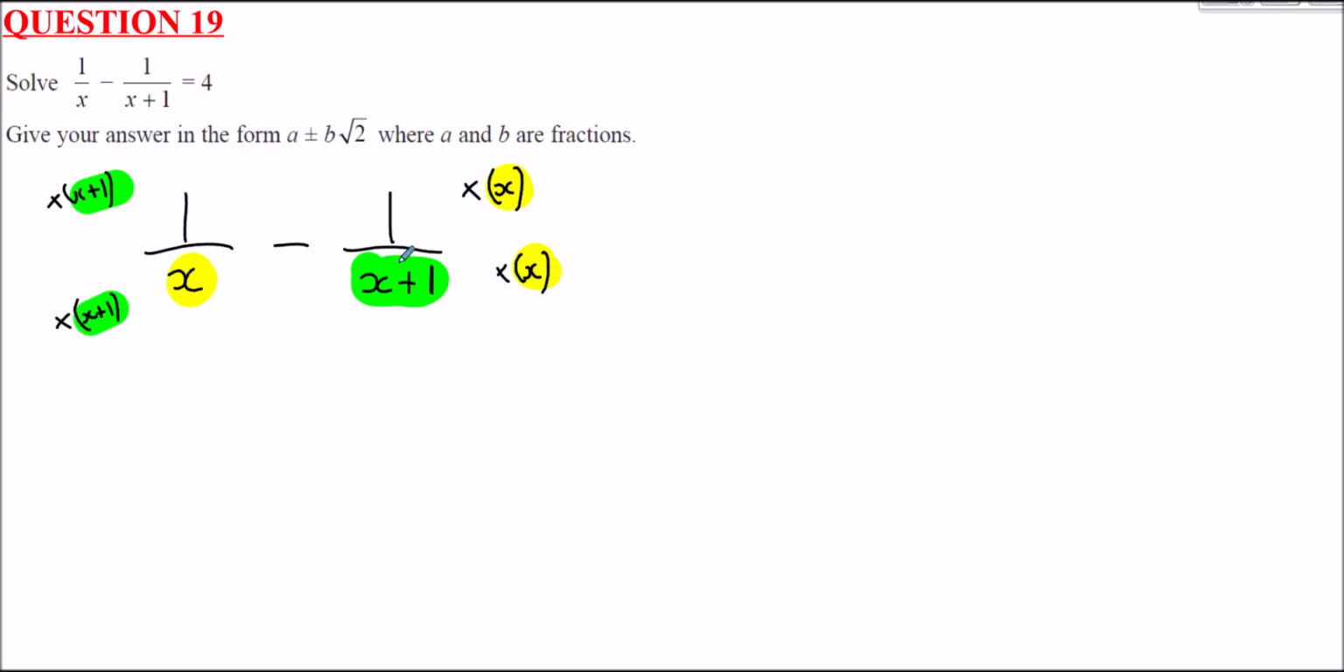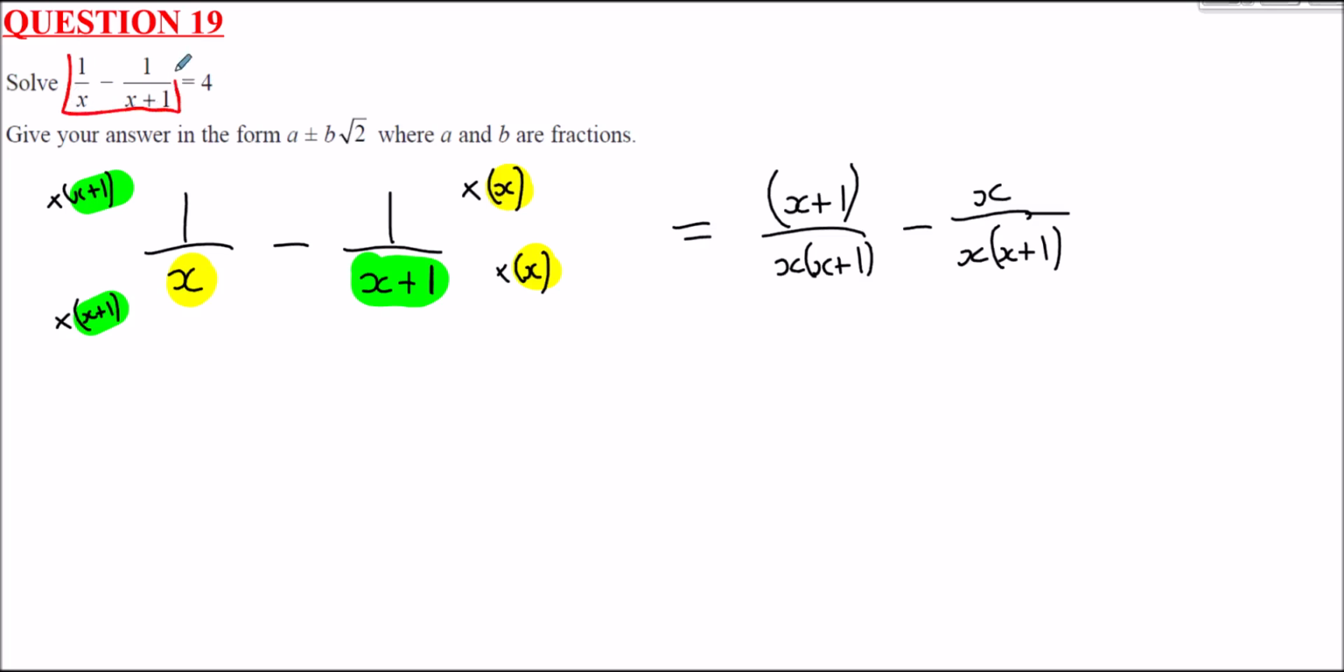So I'll then get x plus 1 at the top over x brackets x plus 1, minus 1 times x becomes x all over x brackets x plus 1. So at the minute I'm not even touching this thing about being equal to 4. I'm just trying to get this into an easier form.